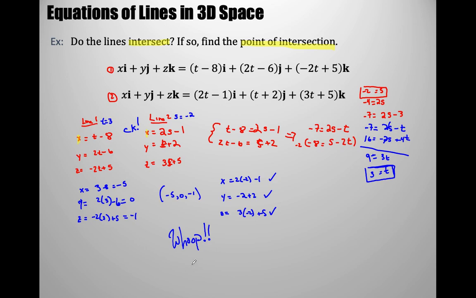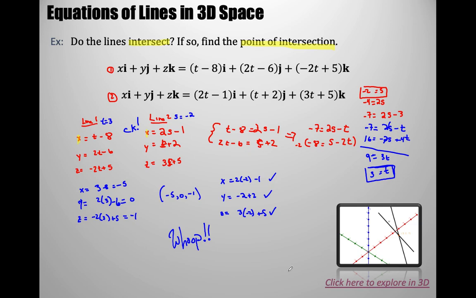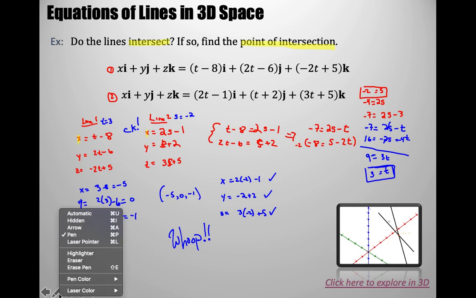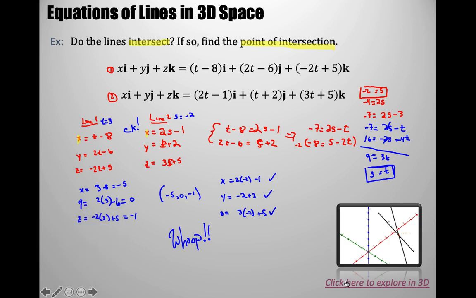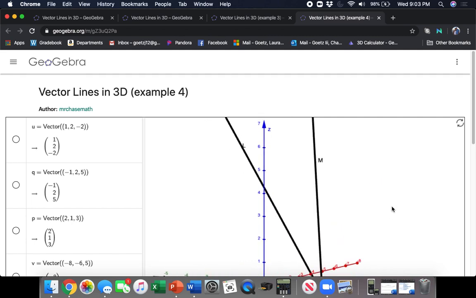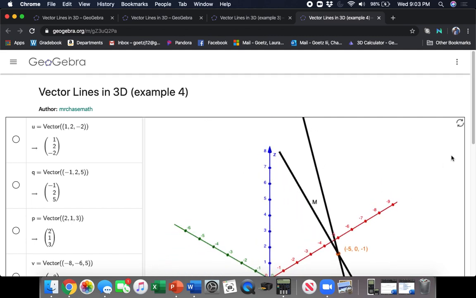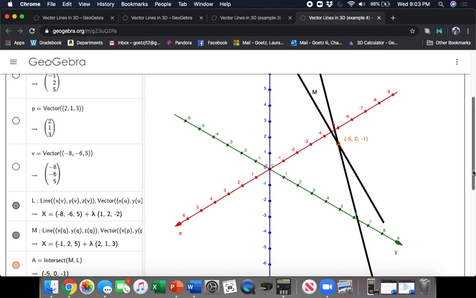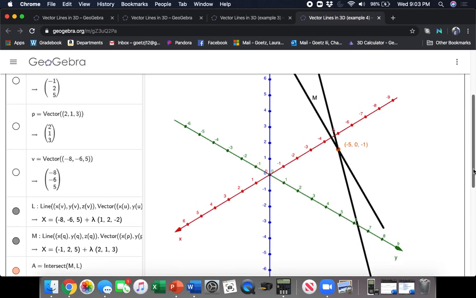Yes, these two lines cross, and they cross at the point -5, 0, -1. And here's that visual. Right, two lines, XYZ plane, crossing, here's the two lines, and their intersection point, -5, 0, -1. Pretty cool.